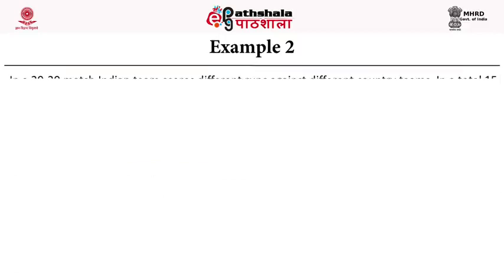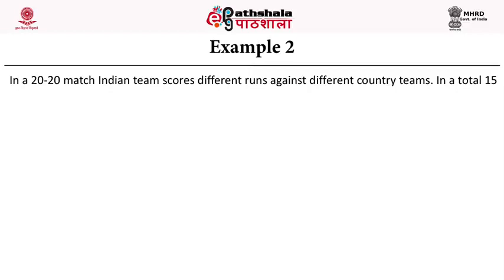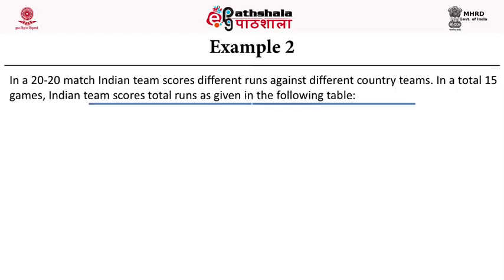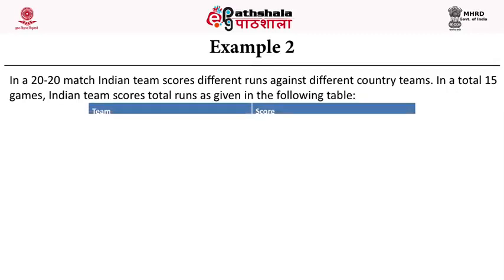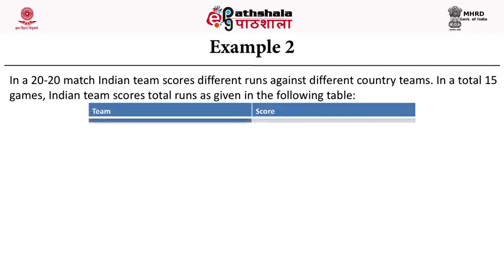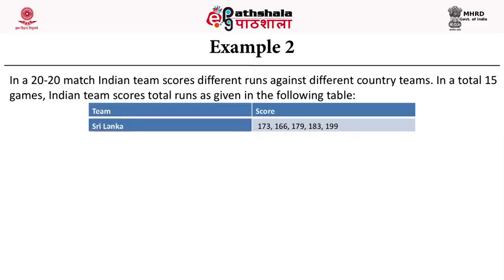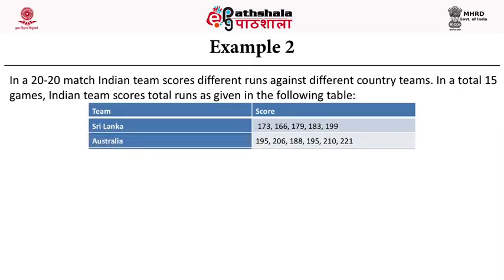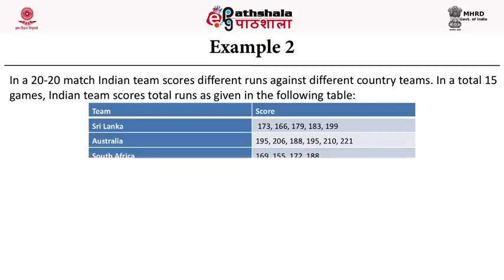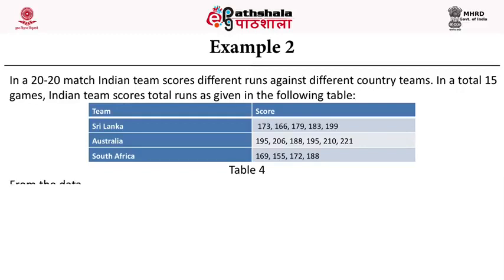Now we will discuss another example. In this example we have the 2020 match Indian team scores, the different runs scored by the Indian team against different country teams. In a total of 15 games, the Indian team's total runs are given in the following table. On the left-hand side we have the teams: the first team is Sri Lanka, the second Australia, the third South Africa, and the scores scored by the Indian team are given in the second column.